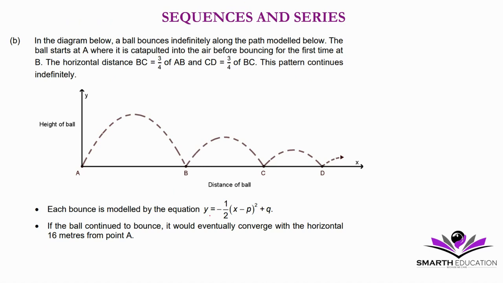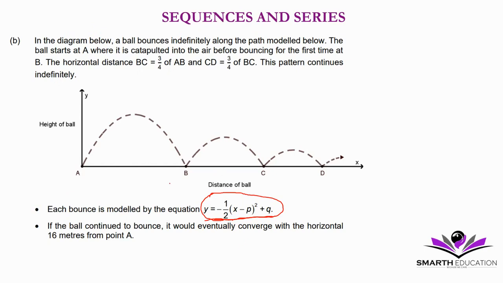Each bounce is modeled by the equation y = -1/2 (x - p)² + q. So this is an equation of a quadratic function. If the ball continues to bounce, it will eventually converge with the horizontal 60 meters from point A.